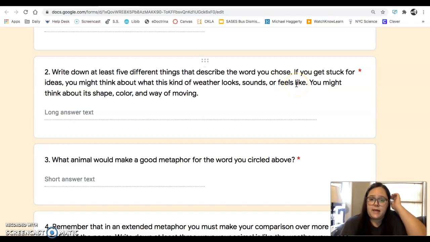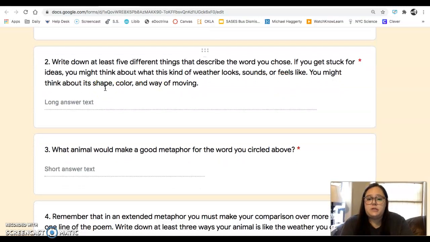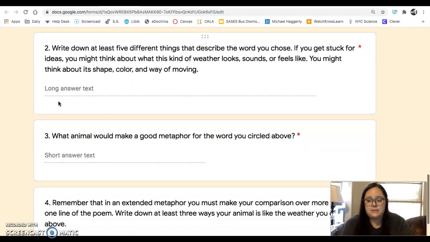Or what it feels like. When you touch it, does it feel wet? Does it feel dry? Does it feel cold, warm? Think about your senses. You can also think about its shape, its color, and the way it moves. So 5 different things about your type of weather written in that text box.